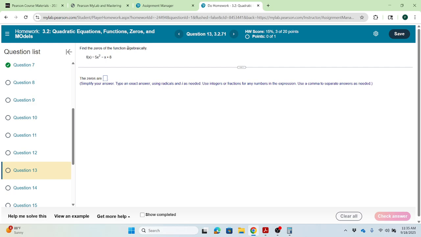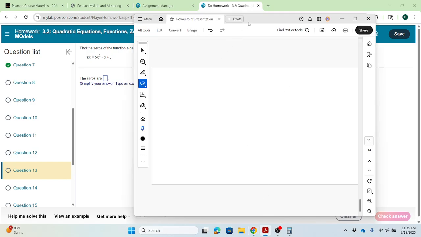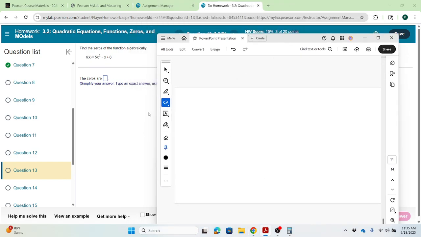Find the zeros of the function algebraically. So meaning you have a function f of x. f of x is 5x squared minus x plus 8. The zeros of this function means find the values of x for which this function is 0. Meaning you are trying to solve this equation. How can you solve it? You can use the quadratic formula one more time. So here a is 5, b is -1, and c is 8.